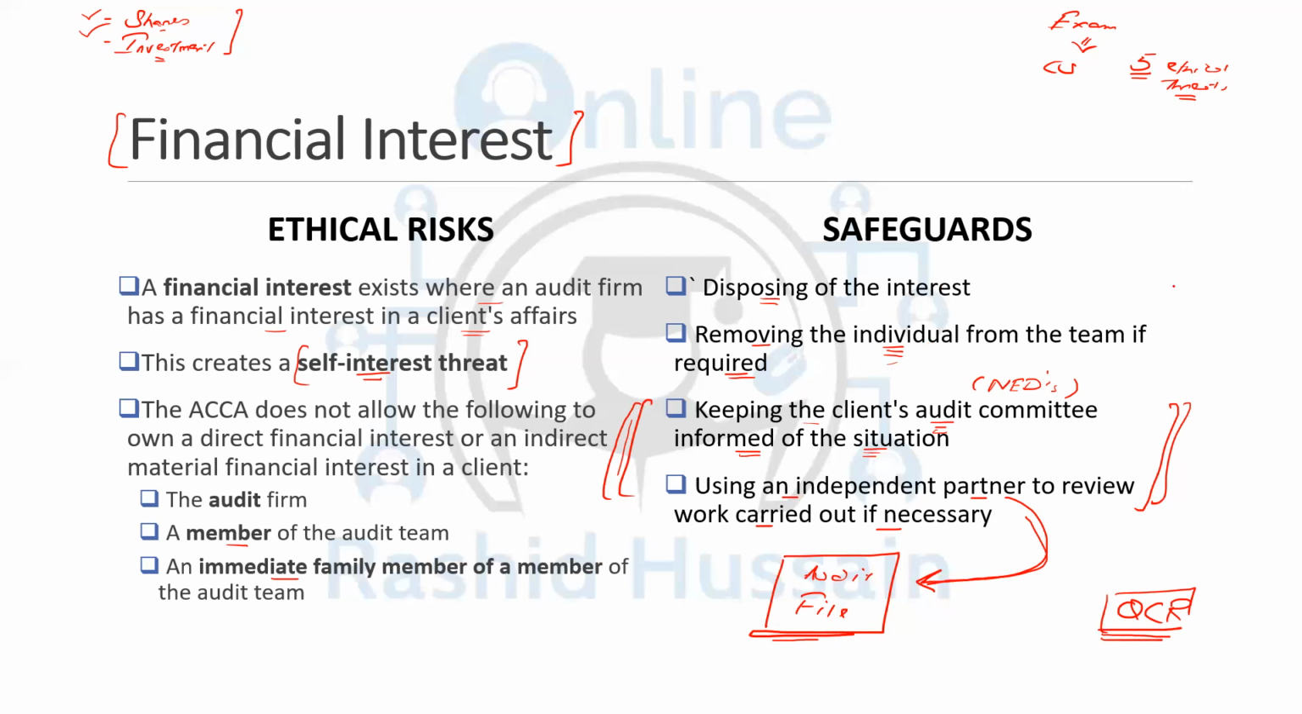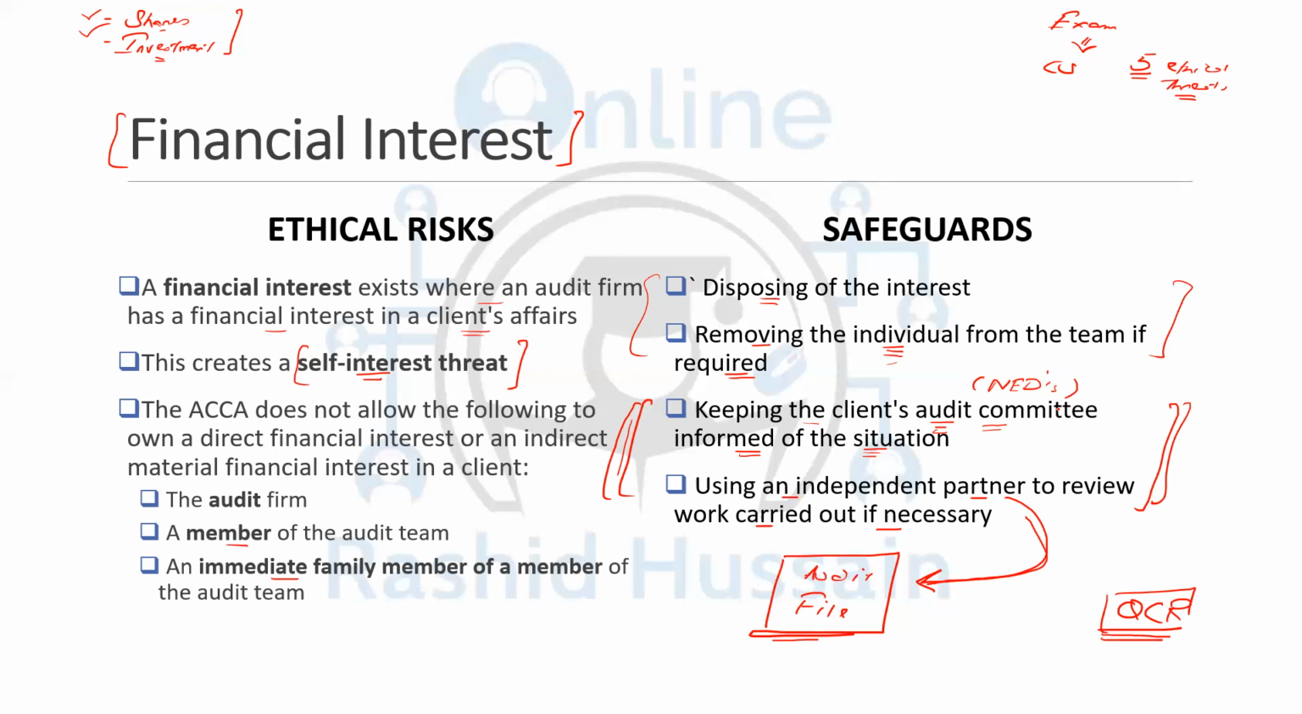And so these are the most important safeguards within this context. And then we have keeping the client's audit committee informed of the situation. First of all, you need to understand what an audit committee is. We know that, as a result of corporate governance, listed companies in particular nowadays have audit committees and remuneration committees.